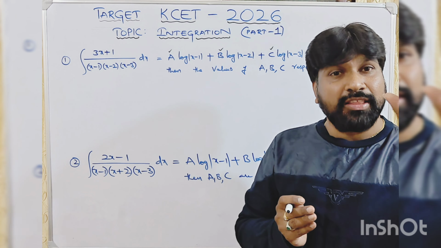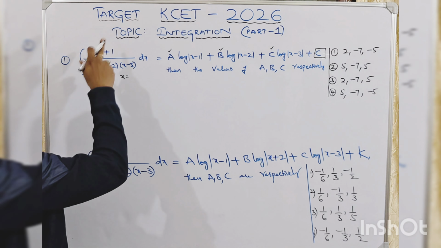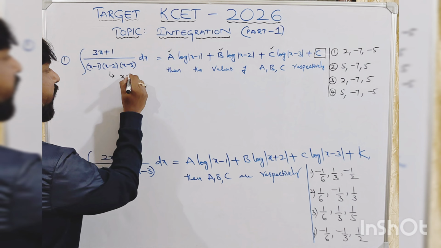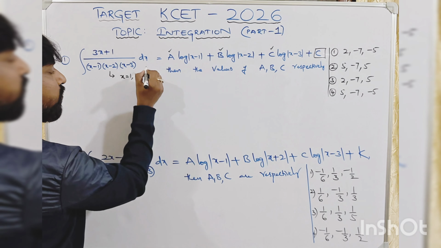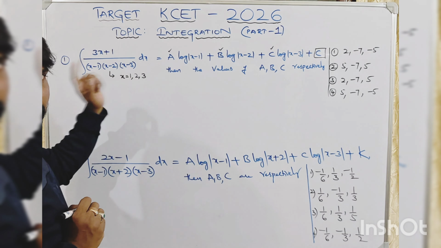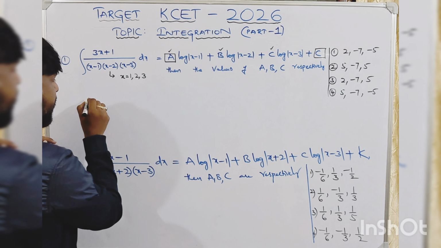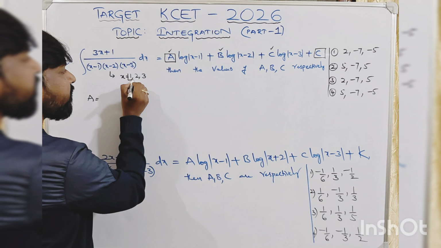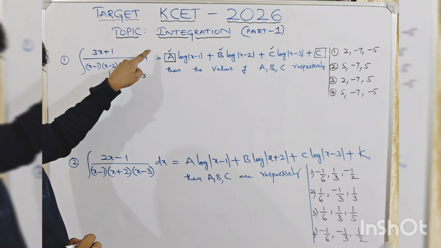Look carefully, friends. In the denominator, what are the roots of x given? How are you going to find the roots? x minus 1 is equal to 0, then x equals 1 is the root. x minus 2 equal to 0, then x equals 2 is the other root. x minus 3 equal to 0, then x equals 3 is another root. So these roots are 1, 2, 3. Now very simple. If you want to find this capital A, let us consider the first root. You substitute the first root in the total function. Isn't it?